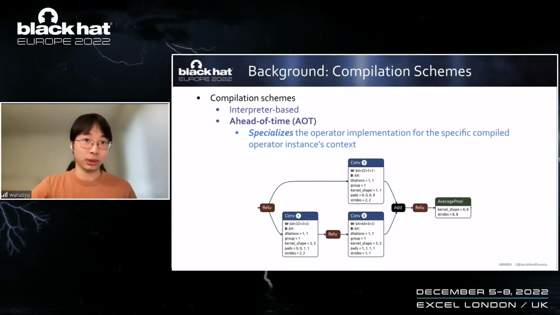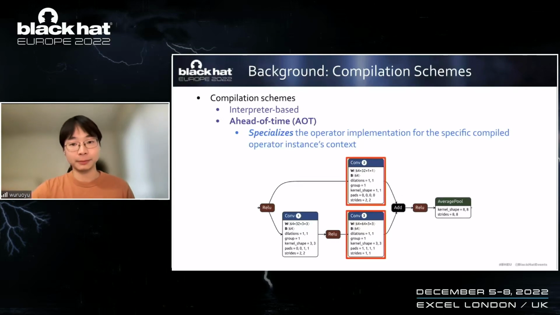So there's another approach, the AOT approach. The AOT compilers will specialize the operator implementation according to the attributes and parameters of a specific operator instance. For example, for the highlighted boxes you see in the figure below, they are convolution 2 and convolution 3. Although they are the same type of operator, convolution, because they have different attributes and parameters, they will be compiled into two very different binary functions with very different control flow and data flow.